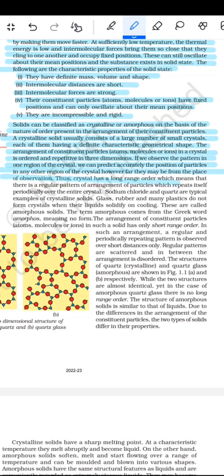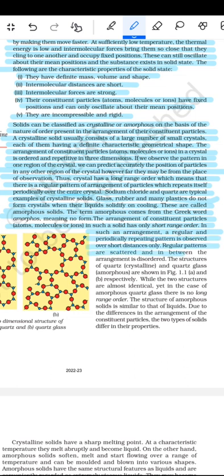Thus, the crystal has a long range order, which means that there is a regular pattern of arrangement of the particles which repeats itself periodically over the entire crystal. Sodium chloride and quartz are the typical examples of crystalline solids. Glass, rubber and many plastics do not form crystals when their liquid solidifies on cooling. These are called amorphous solids. The term amorphous comes from the Greek word amorphos, meaning no form. The arrangement of the constituent particles in such solids has only short range order. In such an arrangement, a regular and periodically repeating pattern is observed over short distances only.